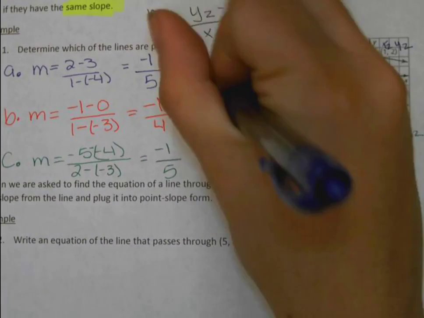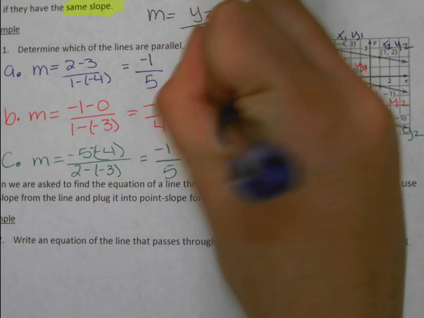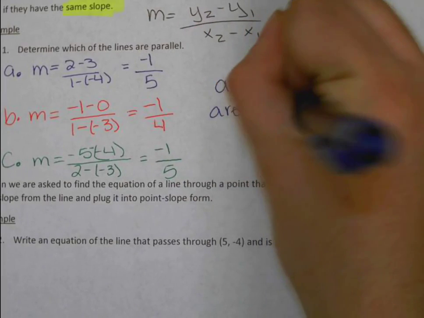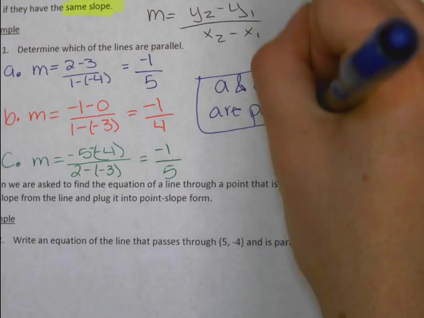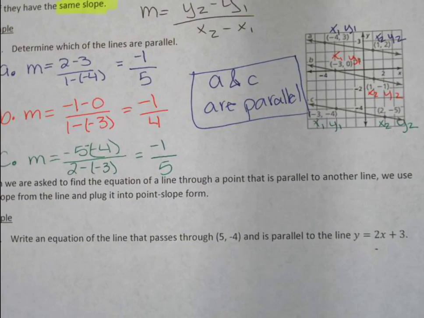A and C. So A and C are parallel because they have the same slope. Questions on number 1? Can I move on to number 2?